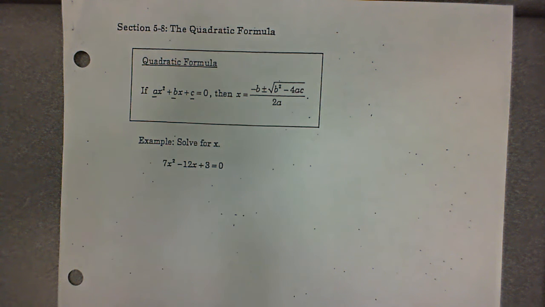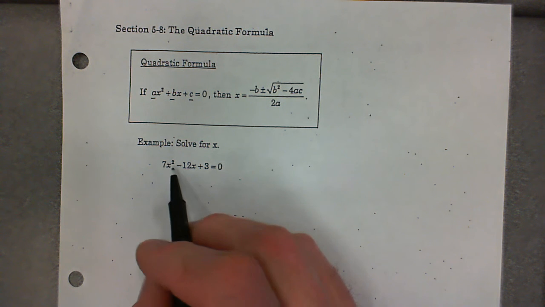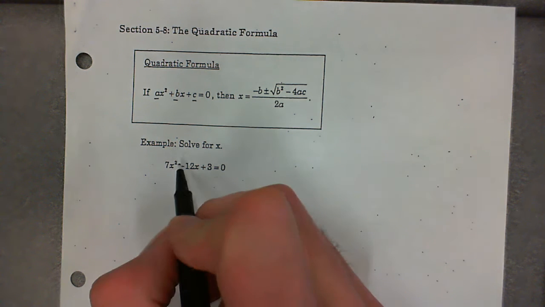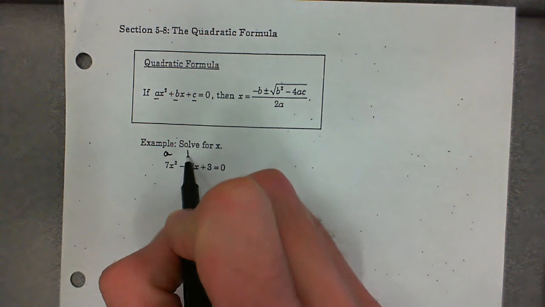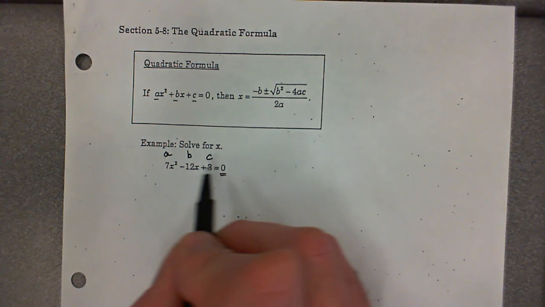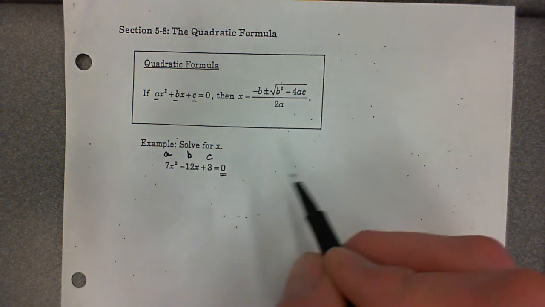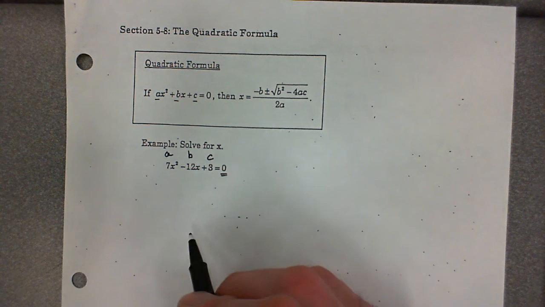Okay, so let's go ahead and use it. So here's our quadratic, 7x squared minus 12x plus 3. So this is your a, this is your b, this is your c. And notice that it's set equal to 0, and these are in descending order, so this is the a, the b, and the c. So now, let's go ahead and plug in.